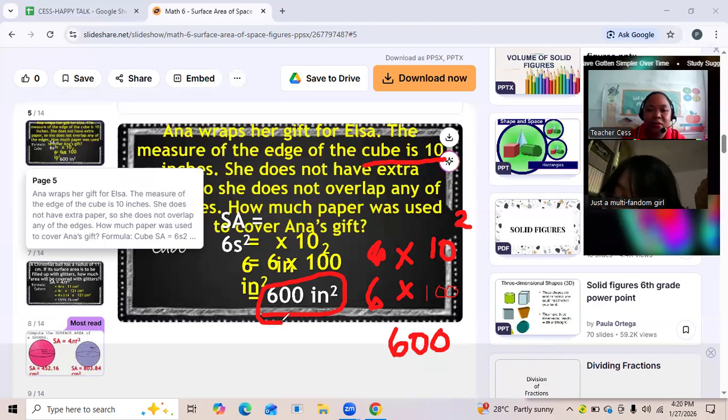Okay. So how much is that? She will convert it to the size of the paper. Do you got it?